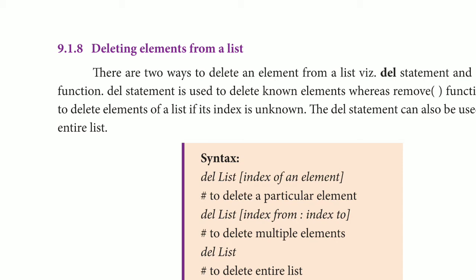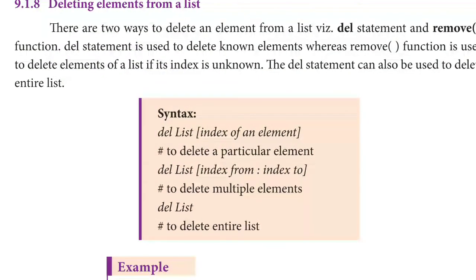Here you can see they have given some syntax for the del keyword, and there are three examples. First, del list index value. If you want to delete a particular element in the list, say the element in the third position, then you give del, the list name, and in the square bracket 3. If you give 3, then it will delete the third element of the list.